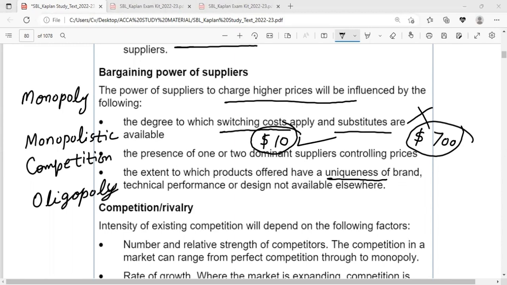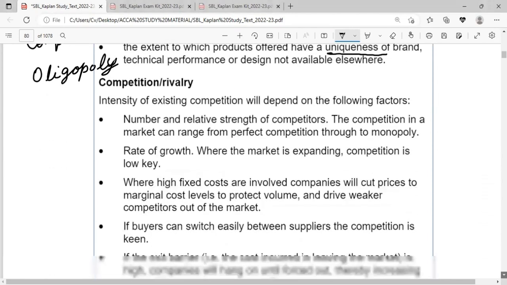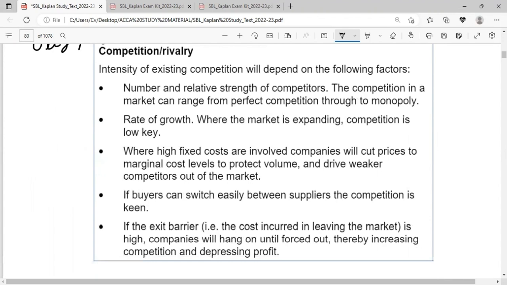Okay. Now, after uniqueness, we have competition or rivalry, where there are a number of sellers for a similar product. Like most of the sellers are selling shoes, most of the sellers are selling clothes, most of the sellers are selling similar food items. All the grocery stores are selling similar company products. So it is called what? It is called high competition, perfect competition, or hyper competition. It depends on the following factors. Number one, number and relative strength of competitors.